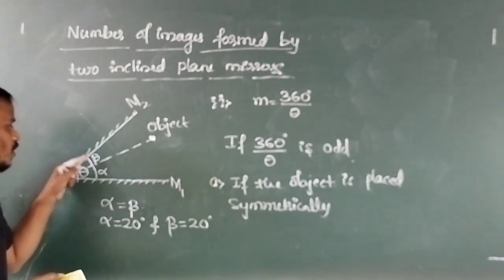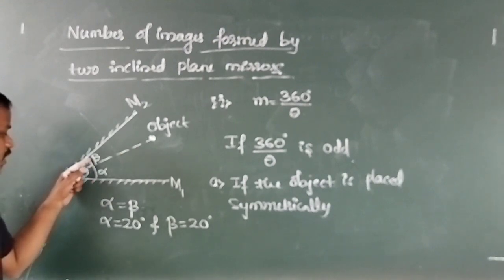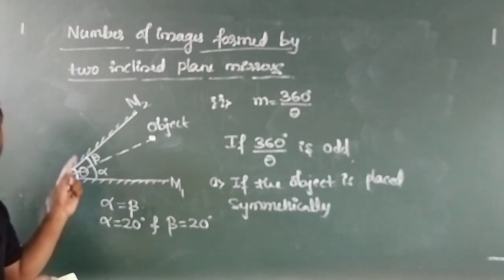Then what is the angle between two mirrors? Alpha plus beta, that is equal to theta. Alpha plus beta means here 20 plus 20, that is 40.